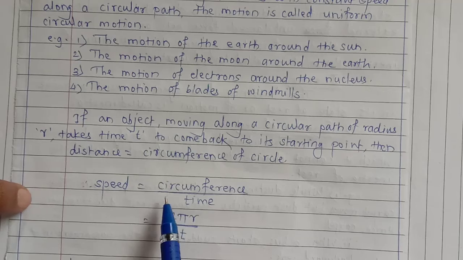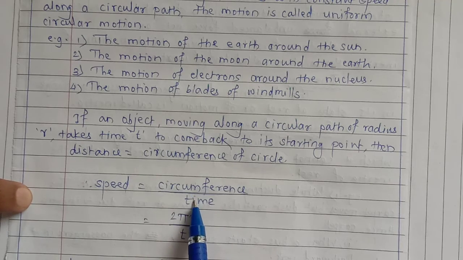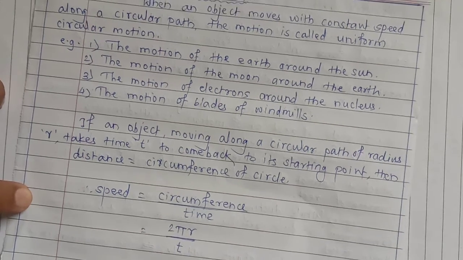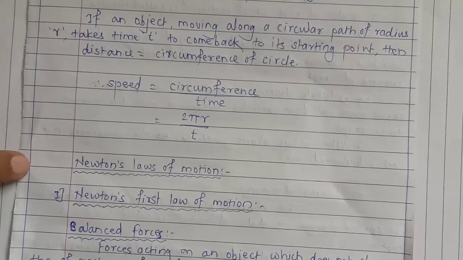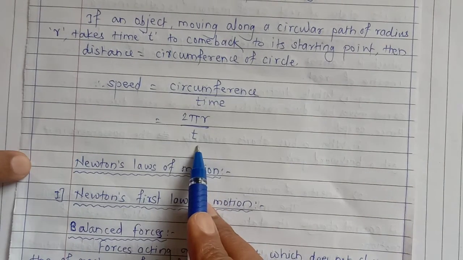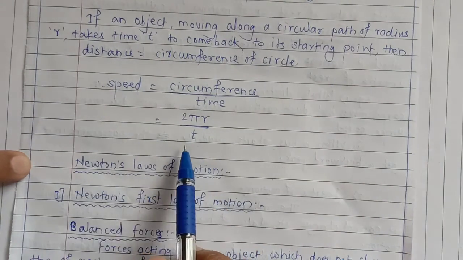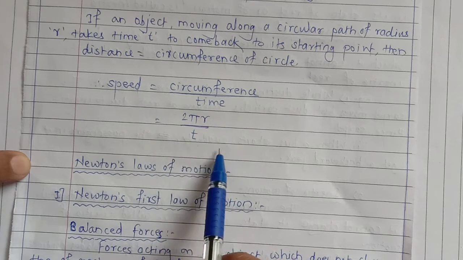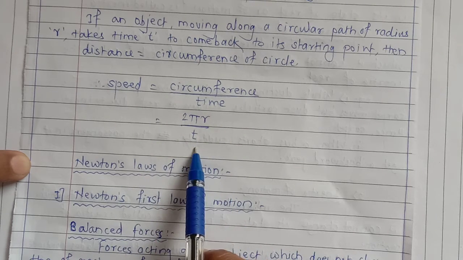So speed equals circumference upon time. The formula to find the circumference is 2 pi r. So speed equals 2 pi r upon t. So the speed of an object in uniform circular motion is calculated by this formula, 2 pi r upon t.